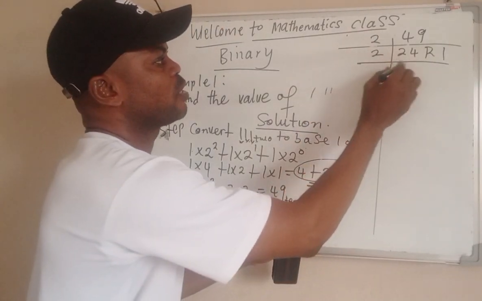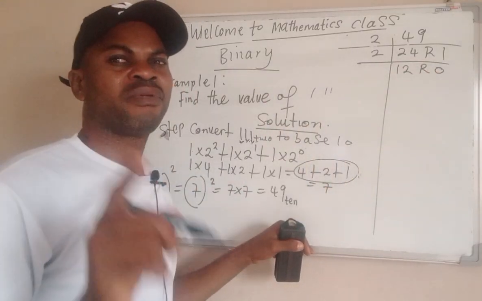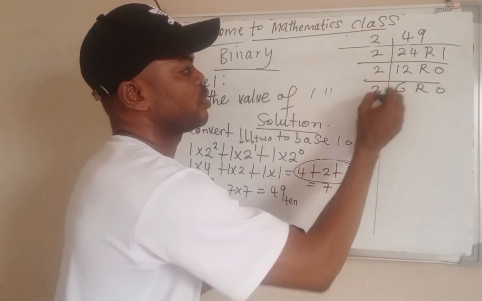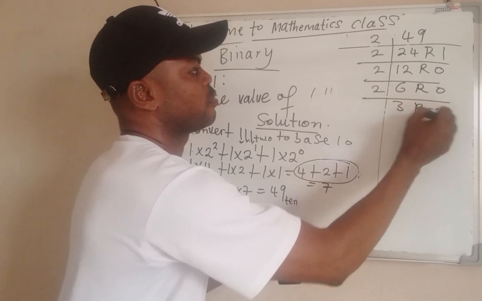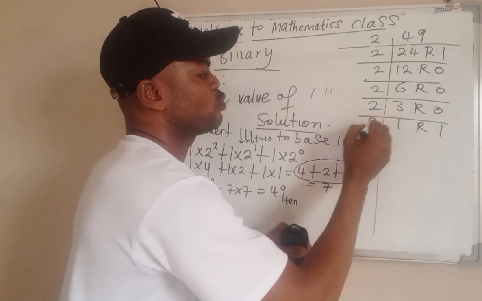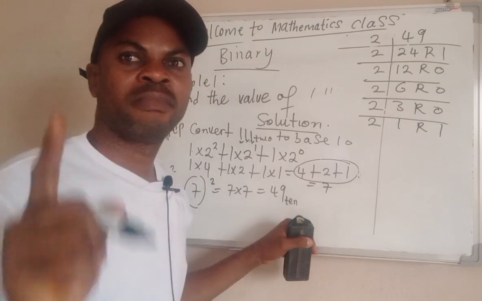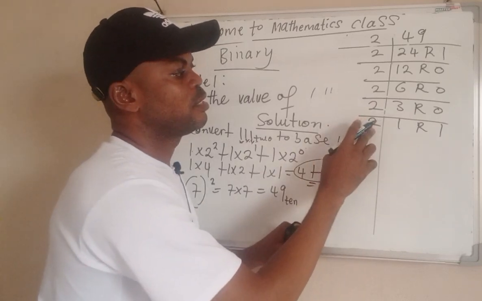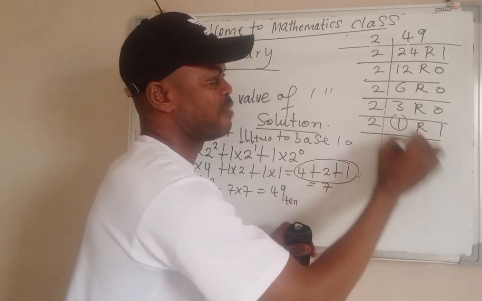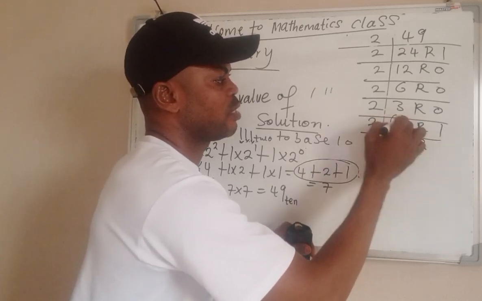So 2 going into 24 gives you 12, remainder 0. Remember, in number base, the remainders are very, very essential. So 2 can go again, gives you 6, remainder 0. 2 can go again, gives you 3, remainder 0 again. Then 2 can go again, which is 1, remainder 1. Then 2 cannot go into 1. So whenever you're working on number base and this cannot divide this, what you do is write 0, remainder whatever you have, even if it's 5, it becomes 0, remainder 5. So I write 2 cannot go, I say 0, remainder 1.